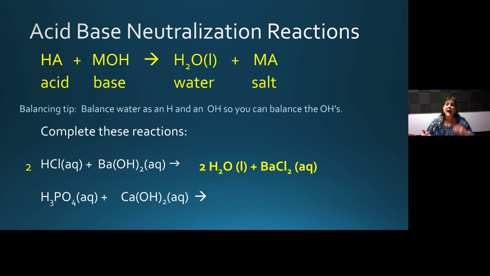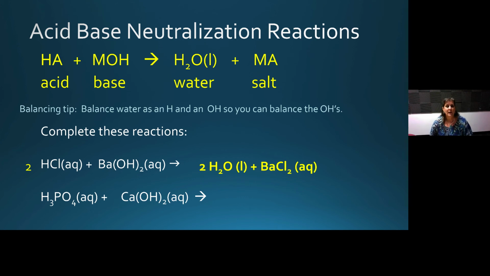Again, the Ba and Cl come together, we check the charges. That's where the 2 came from. And then because there's 2 OHs, we need 2 OHs in the water. Remember, we're going to think of water as HOH. There's Ba(OH)2, 2 OHs, so we have to put a 2 in front of the water to give us 2 OHs. That gives us 2 H's, and thus the 2 in front of HCl.